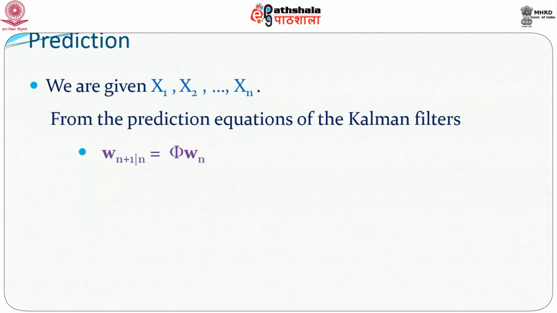And this is what we have done in the Kalman filters. We have shown this. Therefore, x_{n+1|n} would be, if we use w_{n+1|n} instead of w_n in the observational equation of the model, we get the predicted value of x_{n+1}, which turns out to be alpha prime phi w_n.